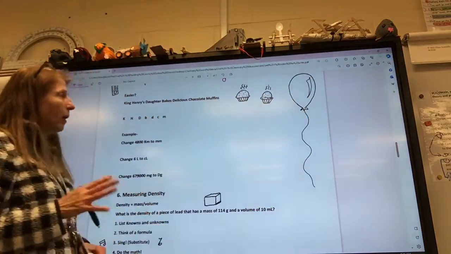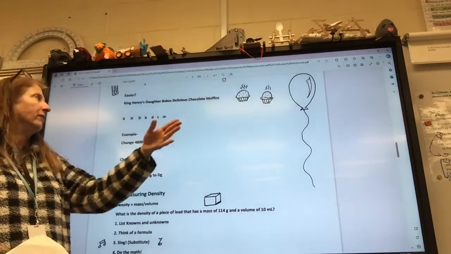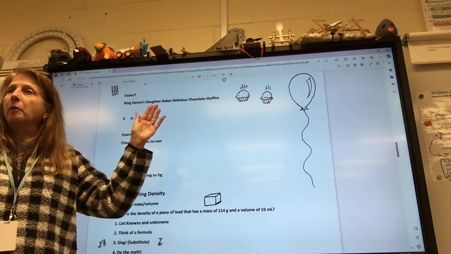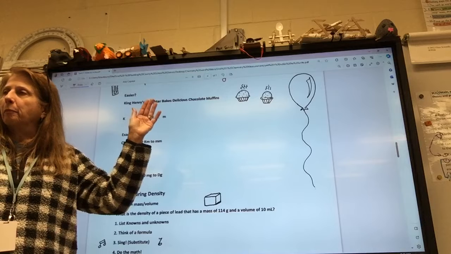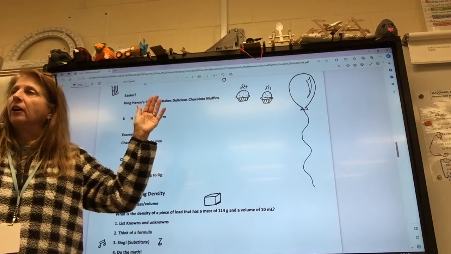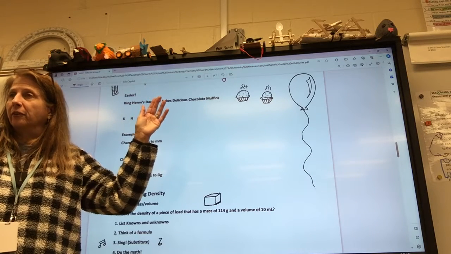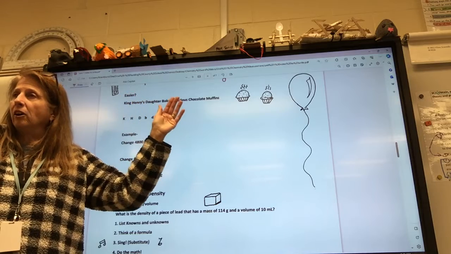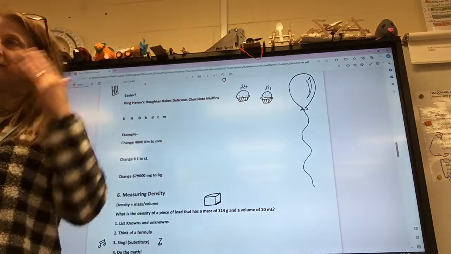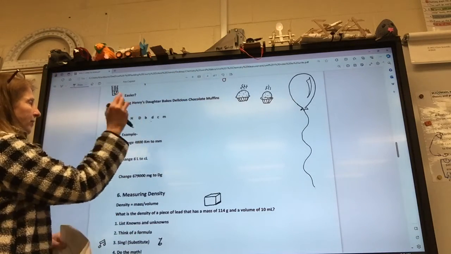Okay, so this is why it's easier is because of this. So King Henry's daughter bakes delicious chocolate muffins. So everybody imagine King Henry. And for his daughter, we are imagining the princess from Princess and the Frog. Everybody got her in your head? Okay, because we need a frog in this. So we got a frog too. So we got the king, we got the daughter, we got the frog. Okay, everybody's got the characters in your head.